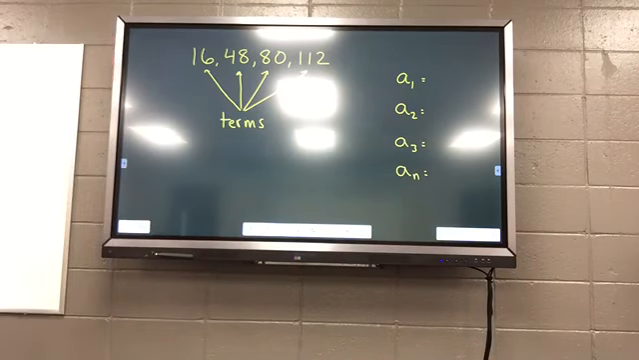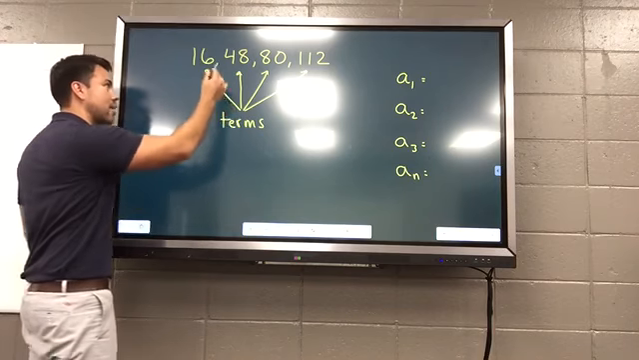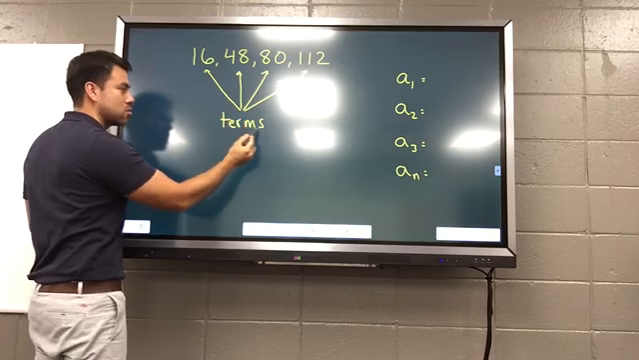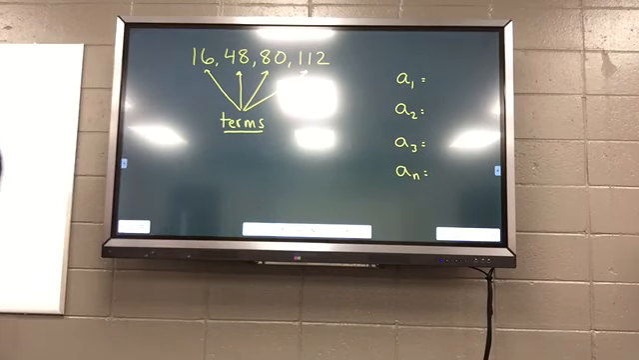Okay. Let's look at the sequence: 16, 48, 80, 112. Finite or infinite? Finite, because it doesn't have the ellipses. Notice I have these arrows pointing to each one of these numbers. What are each one of these numbers called? Terms. So if they're called terms, we need to be able to identify which term you are talking about. Okay.